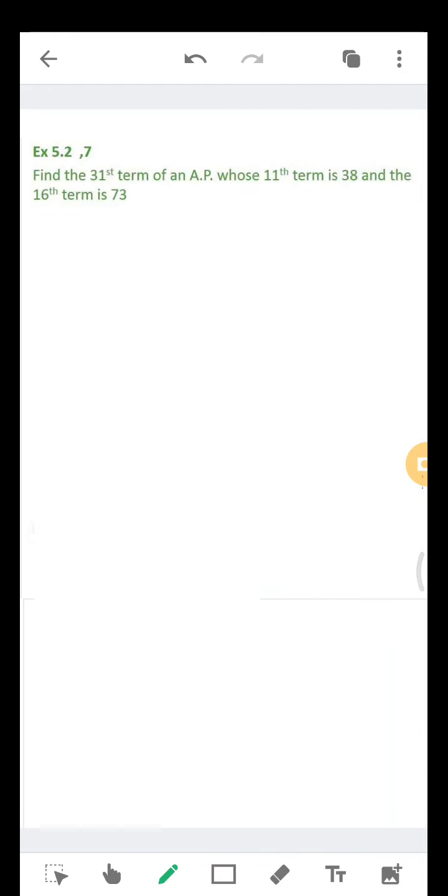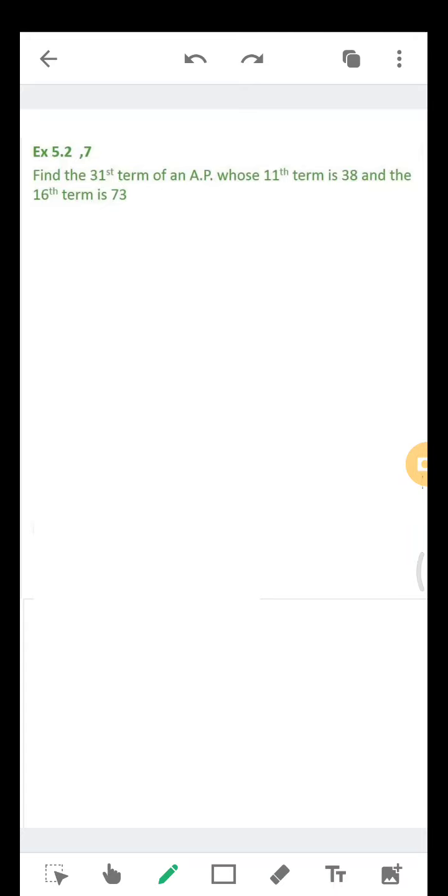In this question it is given: find 31st term of an AP whose 11th term is 38 and 16th term is 73. So this is one of the most important concepts. Here two terms are given. Whenever two terms of an AP are given, like here 11th term and 16th term, we have to find 31st term. To find any term of an arithmetic progression, we need A and D value. So we will get those A and D values from the given conditions.